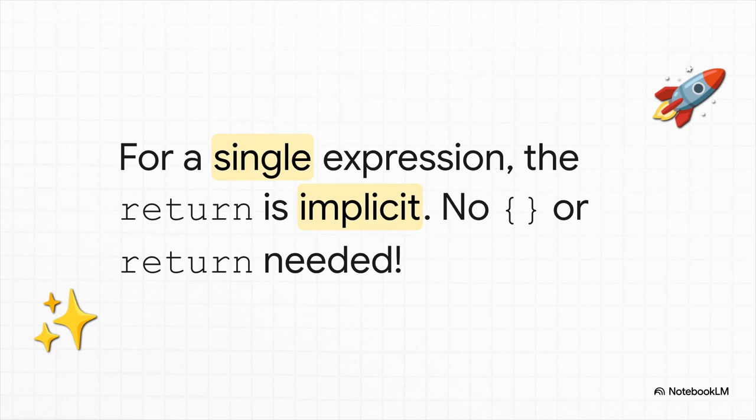Think about how many times you write a function that just does one thing and returns a value. Well, with arrow functions, you can just get rid of all the extra stuff. The curly braces, gone. The return keyword, you don't need it. It's implicit. And just like that, your code is so much cleaner and easier to read.